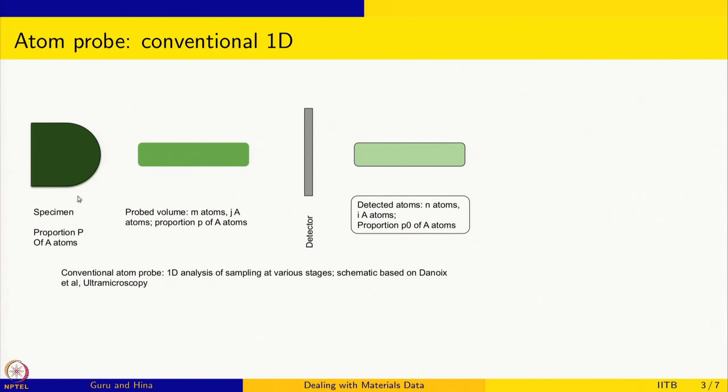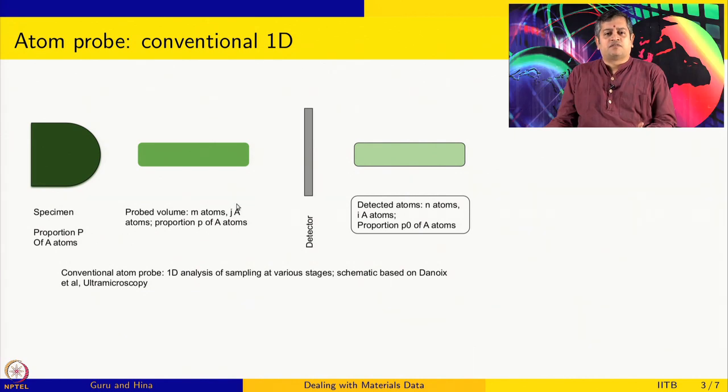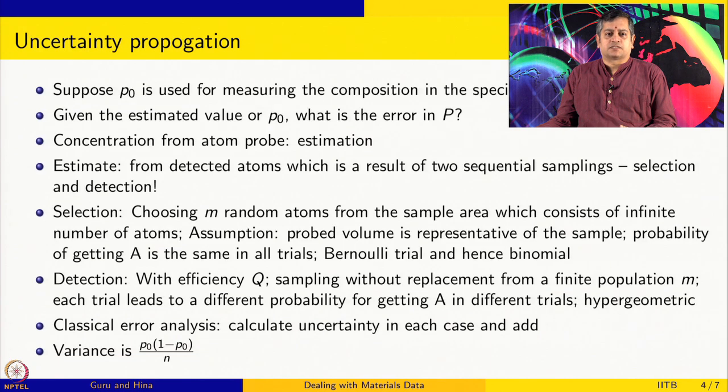Just to remind, we have a specimen and it has a proportion P of A atoms, and we have probed a volume and we have pulled out M atoms from a volume V, out of which J of them are A atoms, and so the proportion is P of A atoms, and these M are expected to fall on the detector, out of which N are detected, and in the detected atoms I of them are A atoms, and the proportion happens to be P naught. And so there is a selection process and there is a detection process. And in these two processes you get errors, and you get the total error or total uncertainty in the quantity that you are trying to determine by adding up these errors. How do you add is the crucial question, and that is what we are going to discuss.